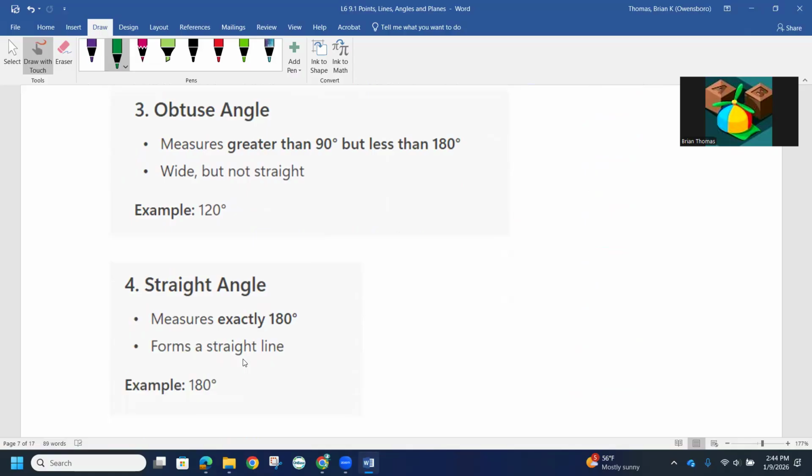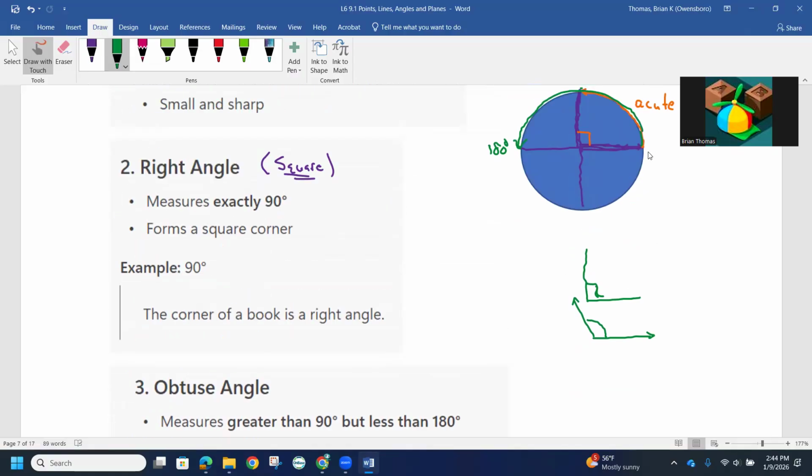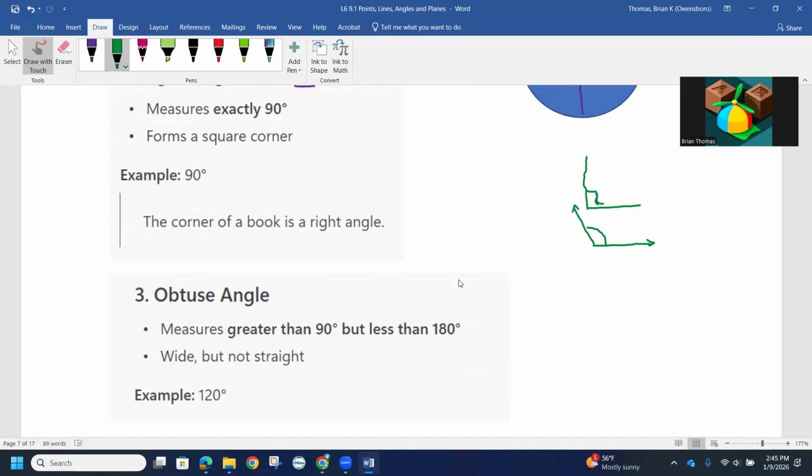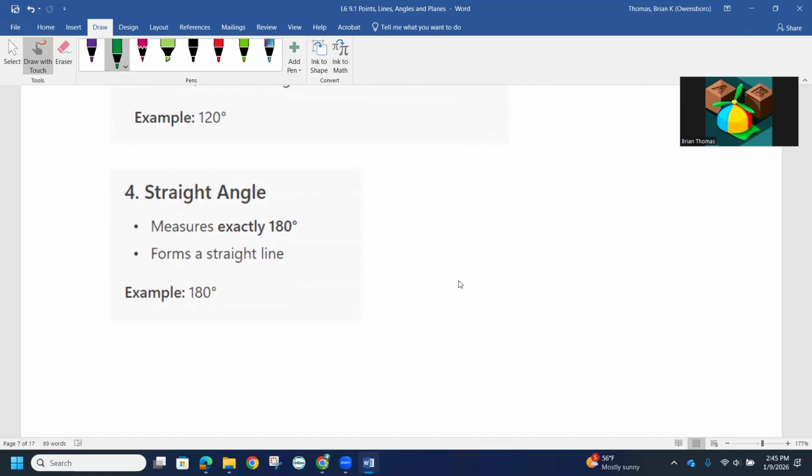A straight angle measures 180 degrees. In other words, it forms a straight line. We already kind of talked about that one. So a straight angle would be going all the way across here. It cuts a circle in half, if you will. If you draw a circle and then draw a line through the middle of it, that rotation from one side to the other half is going to be exactly 180 degrees.